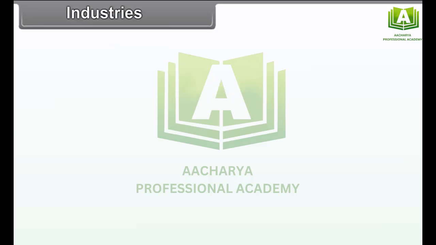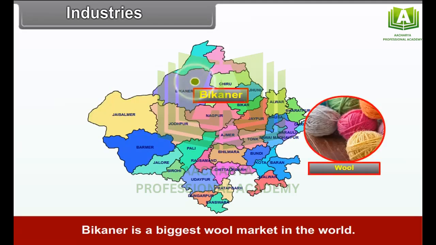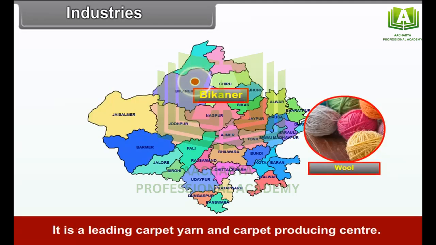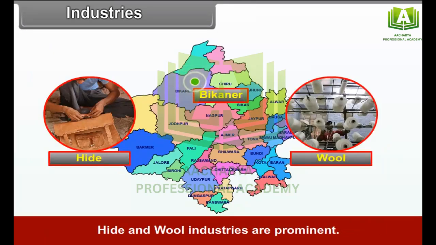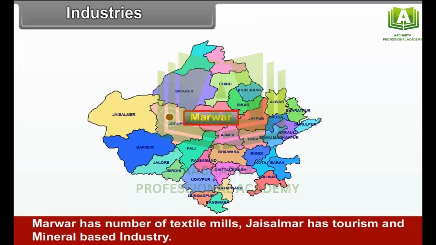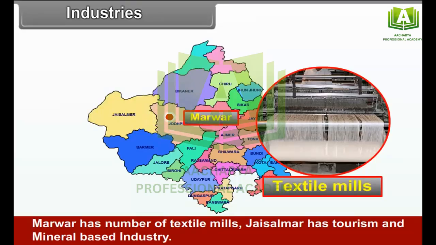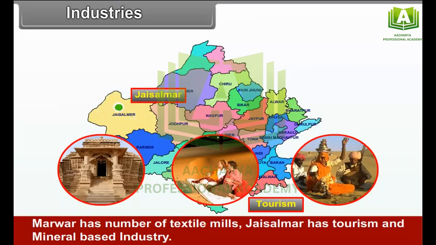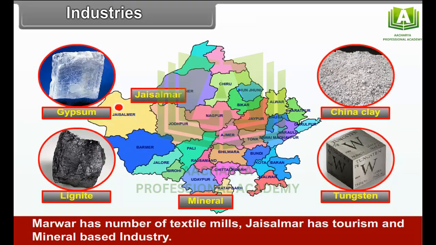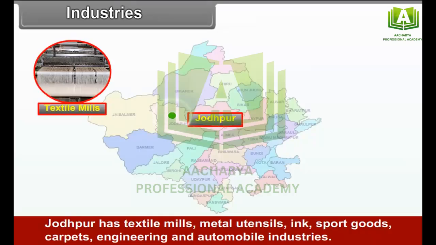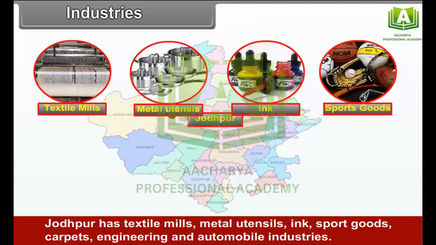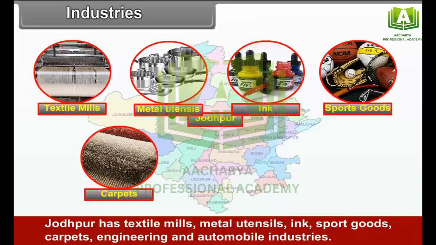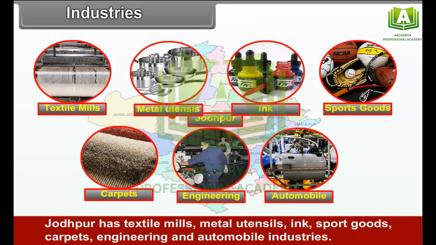Industries. Bikaner is the biggest wool market in the world. It is a leading carpet yarn and carpet producing center. Hide and wool industries are prominent. Marwar has a number of textile mills. Jaisalmer has tourism and mineral based industry. Jodhpur has textile mills, metal utensils, ink, sports goods, carpets, engineering and automobile industry.